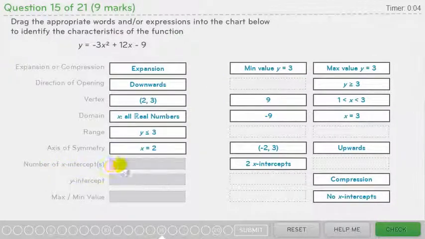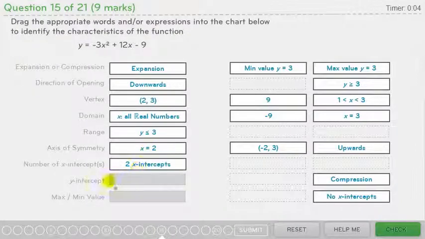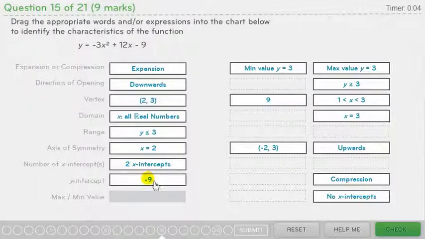How many x-intercepts do we have? Well, if we take a look, and you imagine that the vertex is over 2 and up 3 units, but then it's opening downward, it must cross the x-axis twice, so we'll have 2 x-intercepts. Since this original equation was in general form, we know that the c value, our negative 9, is our y-intercept. So the y-intercept, we can drag the negative 9 into place.